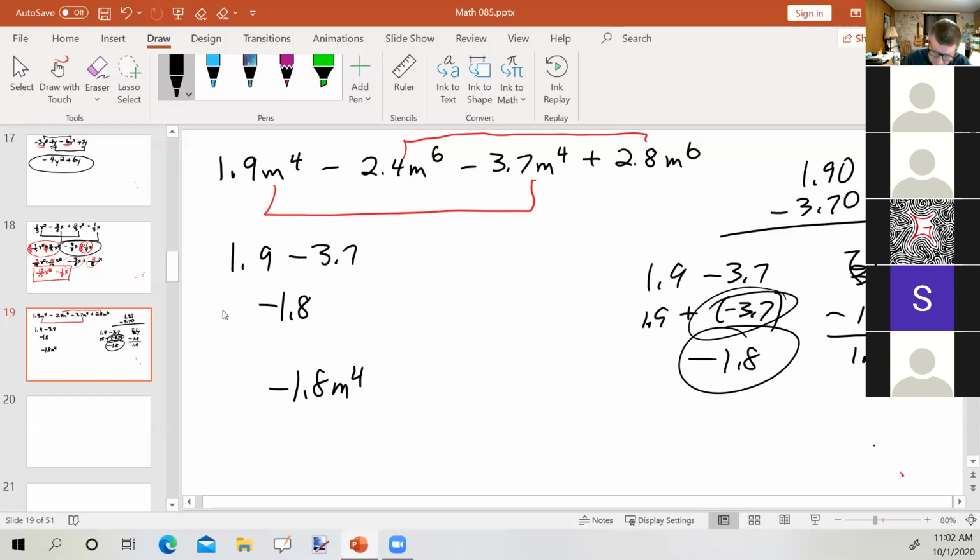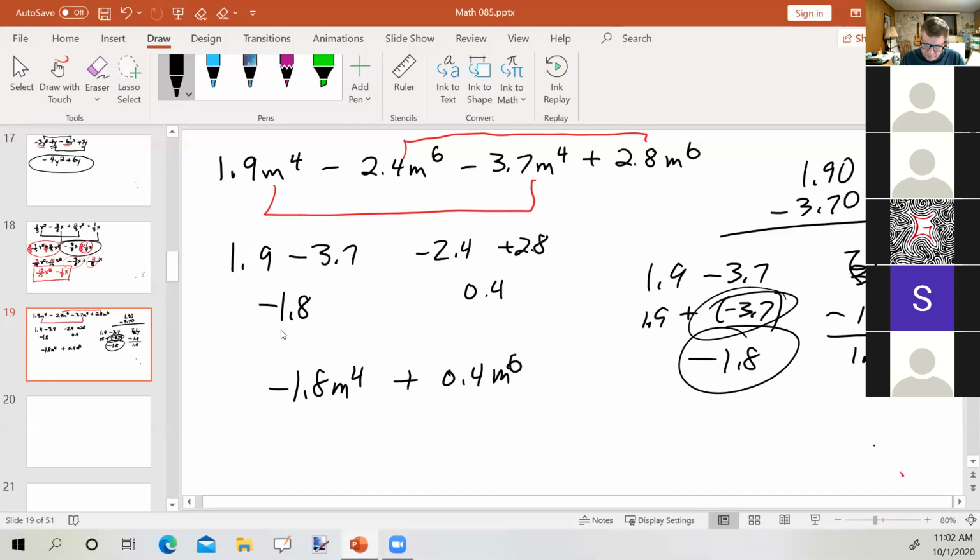All right. Second half of the problem. We've got minus 2.4 plus 2.8. Here again, on your calculator, if you went negative 2.4 plus 2.8, you come up with 0.4. So this is going to be 0.4 m to the sixth.